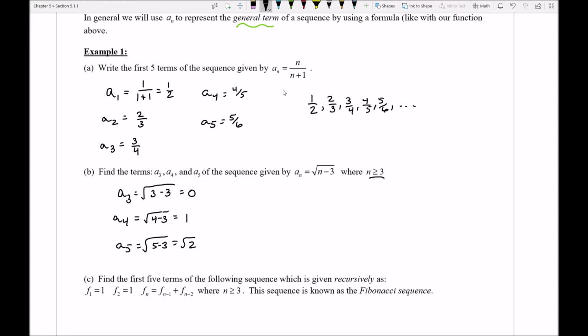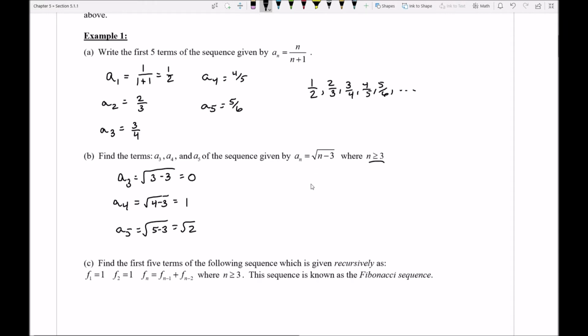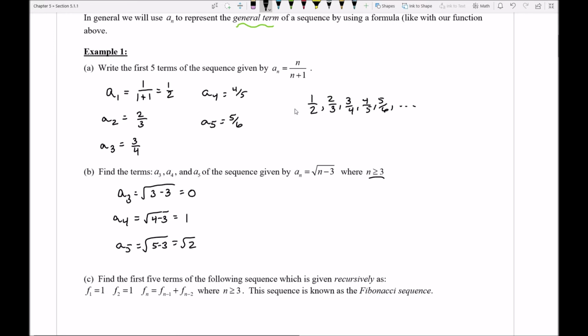Now, the lists that we've created here come from these individual formulas that were given on each of these parts. These formulas up here are what we refer to as explicit formulas. Notice that they allow us to actually jump to any spot within the entire list. Like up here, if I want to know the number in spot 100 in this list, I would get 100 over 101. Pretty easy. Same thing here.